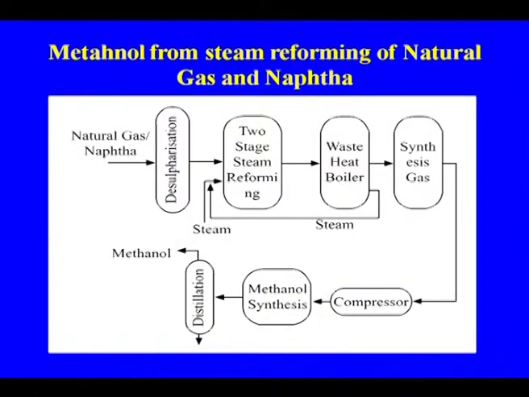This is the separate process I am discussing here: natural gas goes to desulfurization, then steam reforming, then the waste heat boiler, because this is a high temperature operation. The reformers always have a steam waste heat boiler. Then synthesis gas goes to the compressor, the compressor to methanol synthesis, and finally distillation, where we get methanol. So, this is the process flow diagram for methanol. How we get the synthesis gas from the various raw materials, I discussed in detail in the previous few slides.